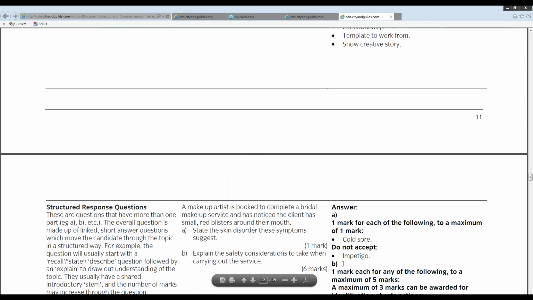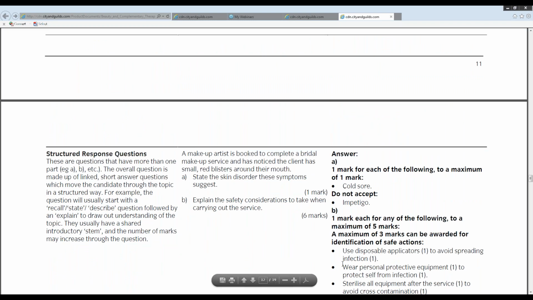The next question is a two-part question, a structured response question. Now, our learners did quite well with part A's, but they didn't then go in and do part B. So we really need to make our learners aware that in some questions there will be a part A and a part B, and they have to make sure they answer both areas. So here we've got: a makeup artist is booked to complete a bridal makeup service and has noticed the client has small red blisters around their mouth. State the skin disorder these symptoms suggest.